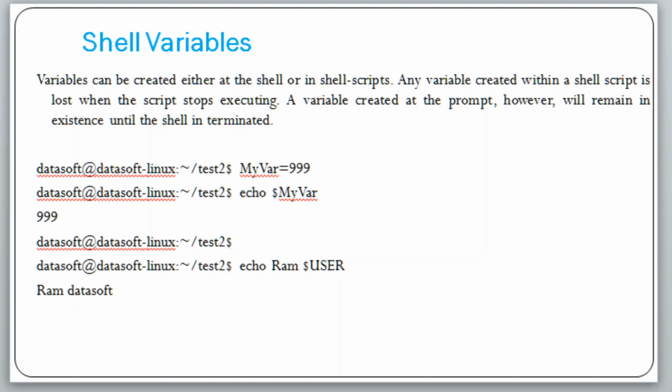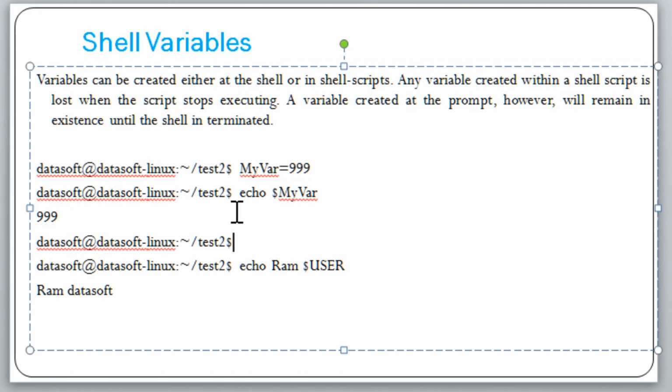Let's go and talk about shell variables here. So variables can be created either at the shell or in shell scripts. Any variable created with a shell script is lost when the script stops executing. A variable created at the prompt, however, will remain in existence until the shell is terminated. So here we see our prompt. Okay. And then we see myvar equals 999. So when we echo myvar, it's going to say that variable equals 999. Okay. So variables are designated by that $ sign.